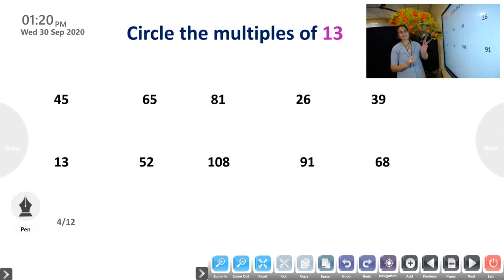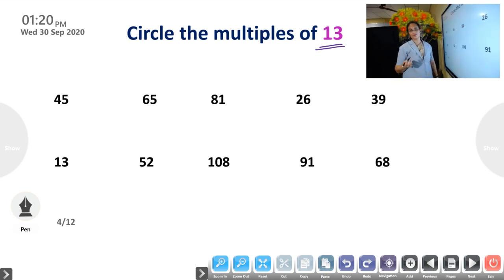Circle the multiples of the number 13. Okay, so how do you get the multiples of 13? 1 into 13 will give the first multiple. 2 into 13 will give you the second multiple. You have to do all these and find out whether these products are there. You can see 10 numbers are given. You have to circle only those numbers which are the multiples of 13.